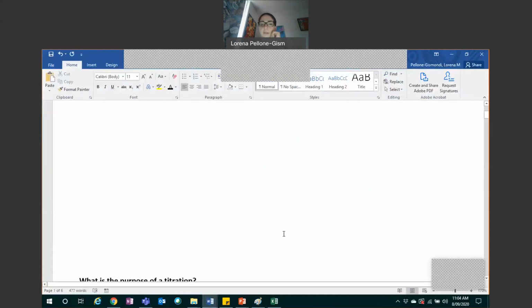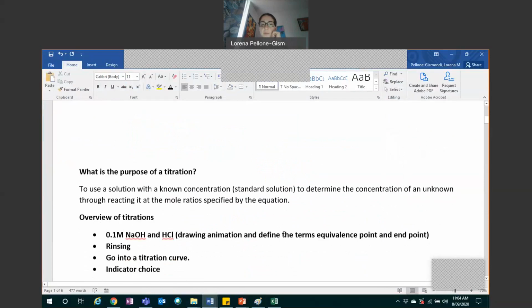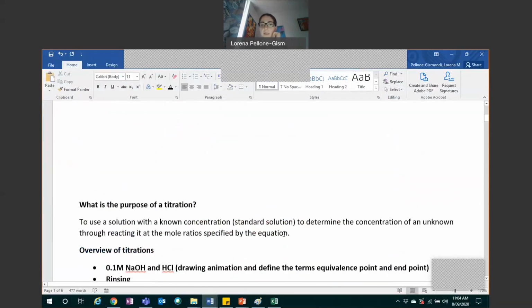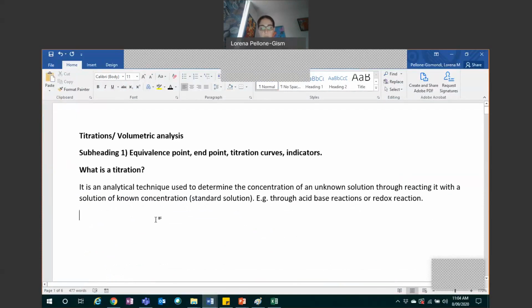Let's have a look at the next point. So the next point is indicator choice. Which indicators should we choose?